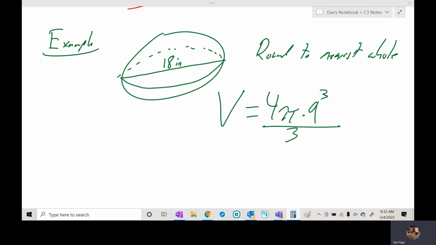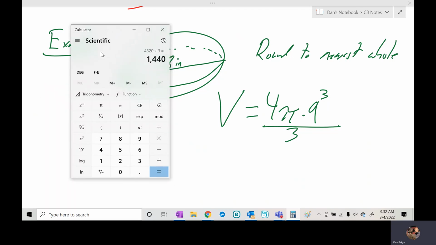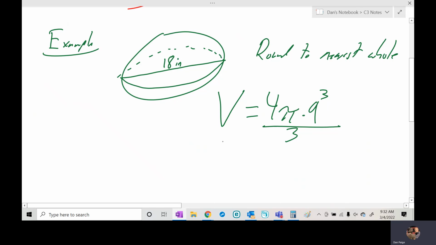If you have a calculator, take it out and do this with me. The first thing we need to do is the exponent. 9 to the third power. A lot of calculators have a button that helps you get to the third power. Honestly, it's not worth the hassle. Just do 9 times 9 times 9. 3 nines. 9 times 9 is 81. Times 9 is 729. So that's going to be the next line. 4 pi times 729 divided by 3.